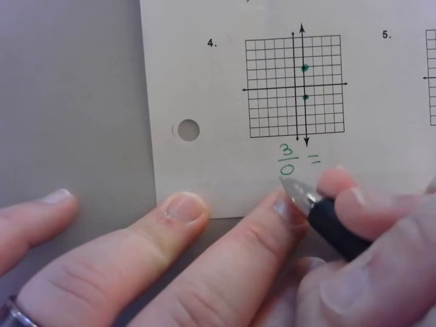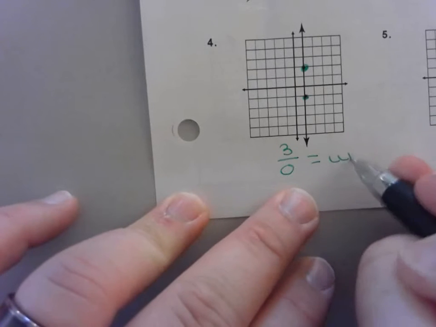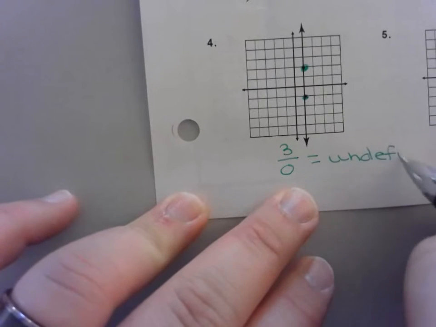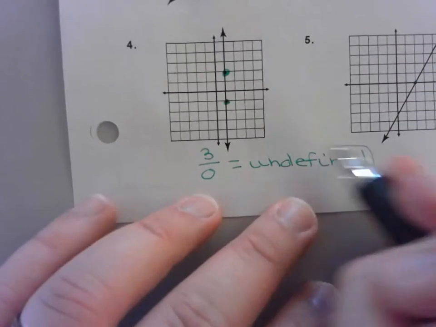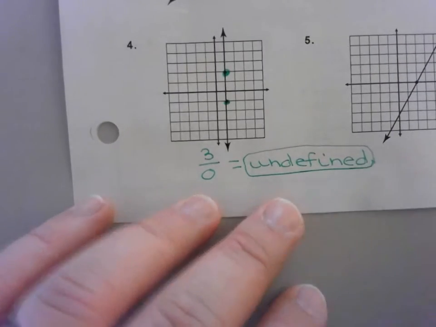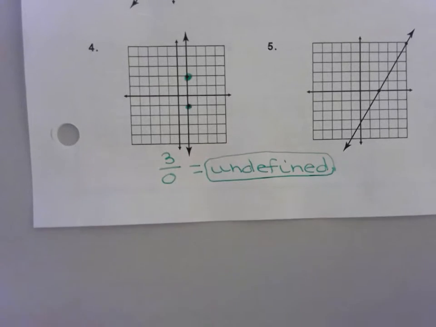0 on the bottom? Undefined. That's why you get undefined. You cannot divide by 0. So that would be another way that you can think of it as being undefined. Or you can just notice it's a vertical line, it's undefined. Okay.